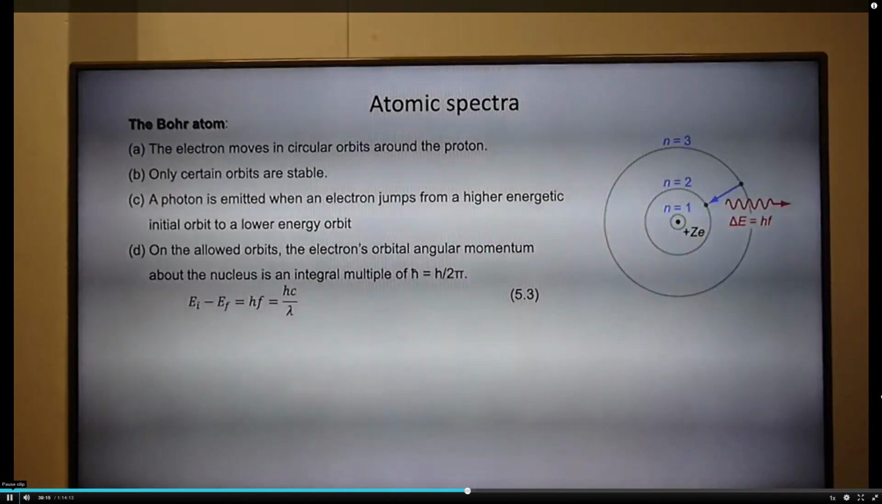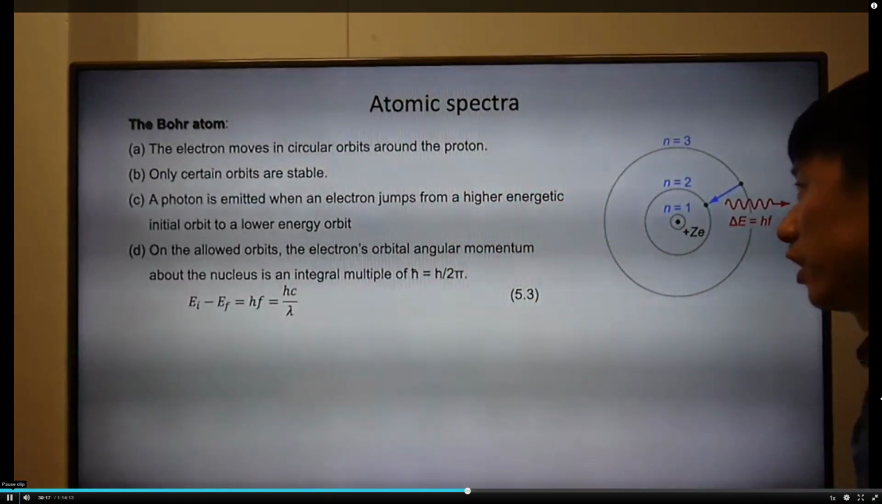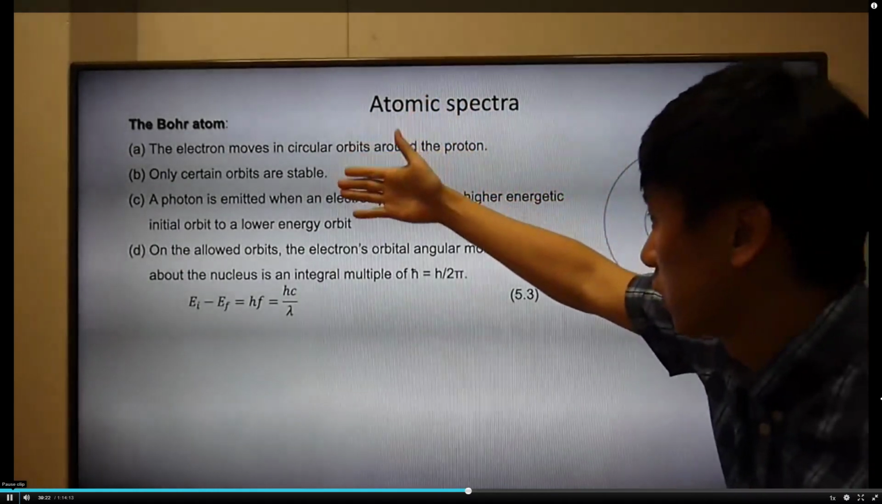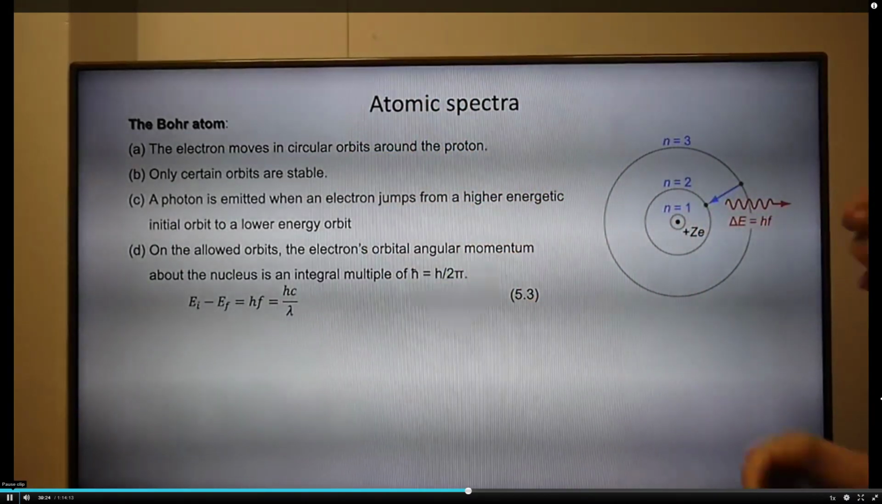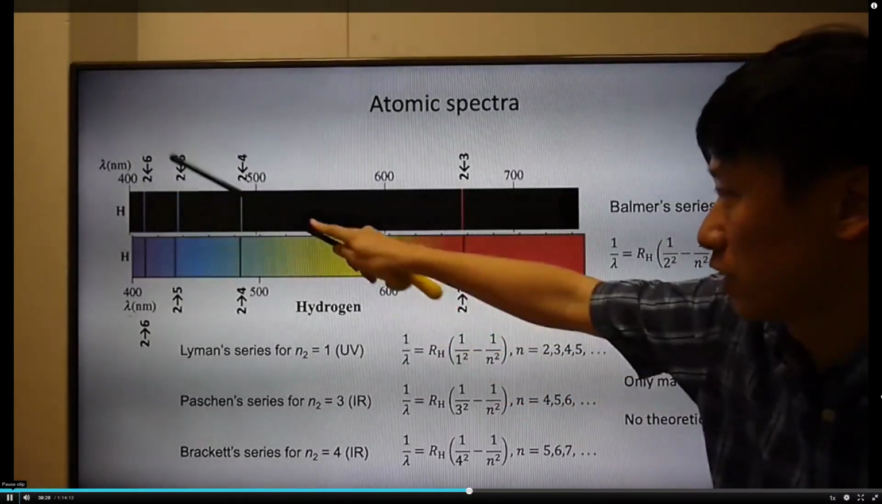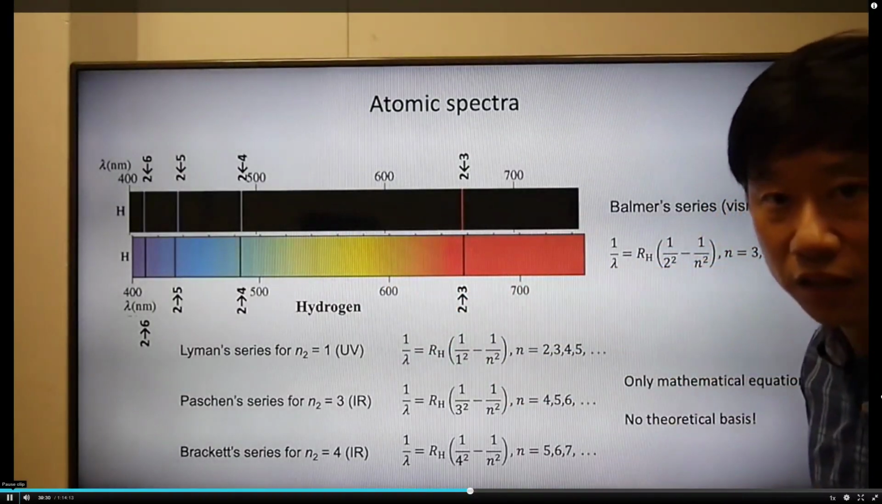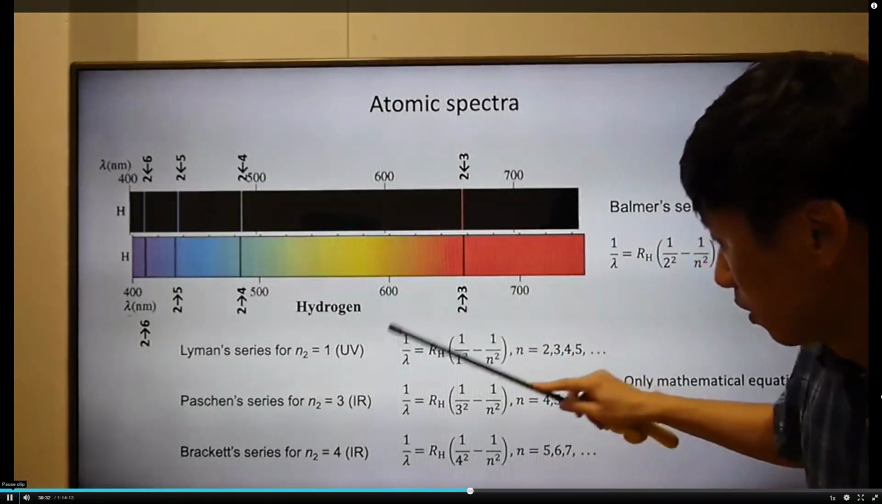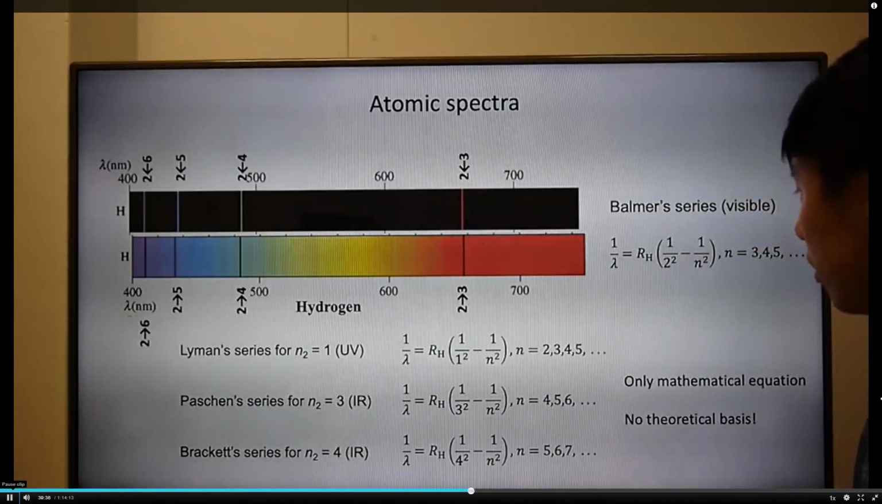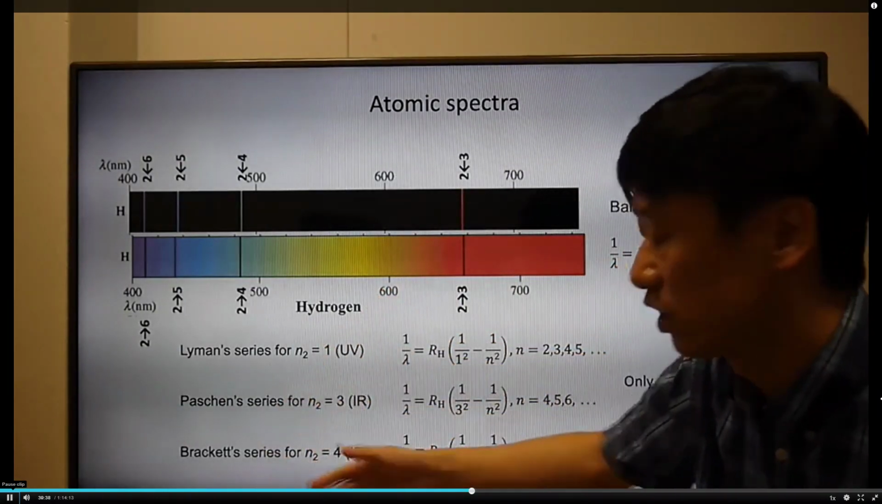And then Bohr suggested an atomic model with these assumptions. Then he could explain why we have such specific spectrums. And then he could derive these equations. A universal equation that can be applied to the 4 series.